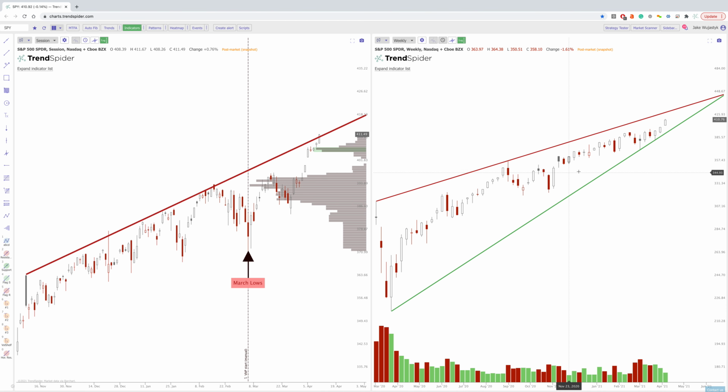Now, on the weekly side of things, you can see that this ascending wedge is starting to form. And really, if price continues to move up, we could easily test this 420. I'd say if we went straight up next week, 420 would be the target above, at least for this resistance.